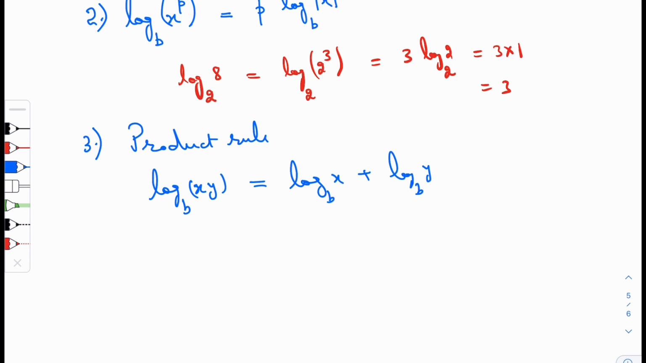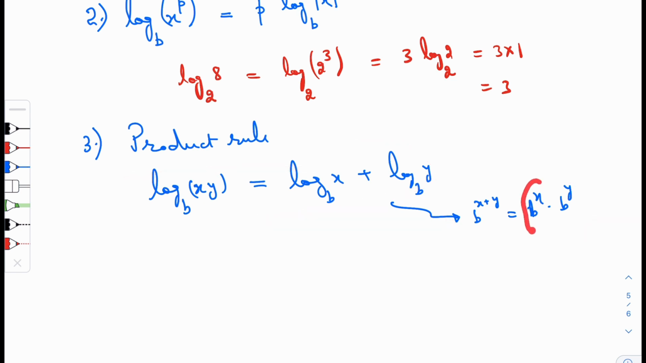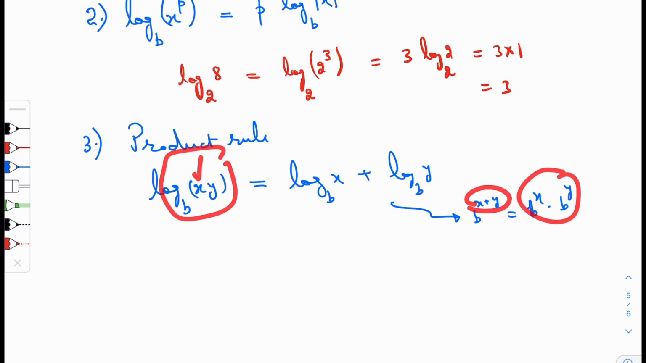And this thing is coming out from a relevant property of exponentials. We understand that b power x plus y can be expressed as b power x times b power y. So this is just a reformulation of this. If I assume this to be, let's say, alpha, and this is beta, then this side will come here, and this sum will just give me this. So it's just a reformulation of this.